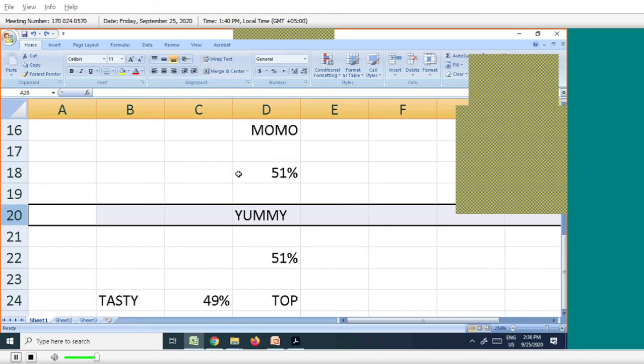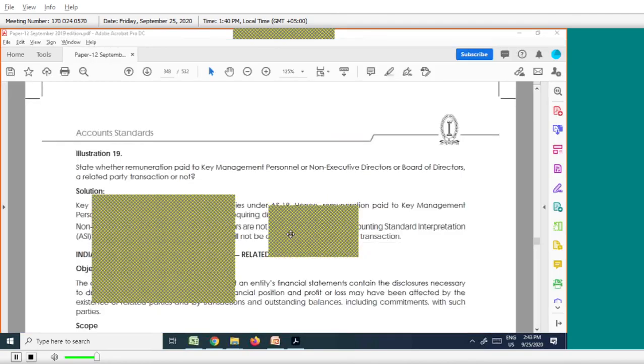Illustration. Please go through the question.